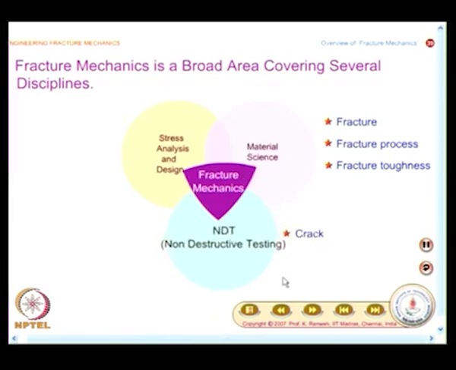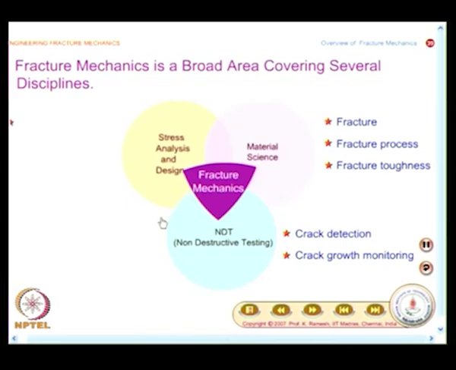These three aspects come under the topic of material science. In non-destructive testing, you will have to find out how to detect a crack, and also how to monitor the crack, what should be your periodic interval to go and monitor the crack. And finally, we come to stress analysis and design. In this you have several issues.